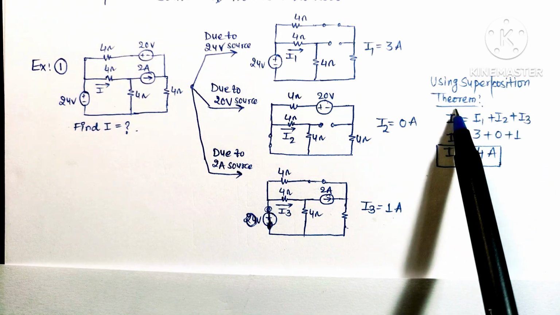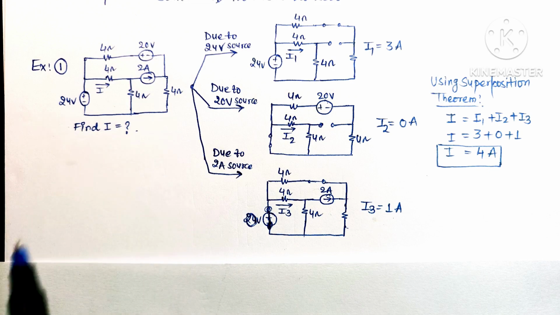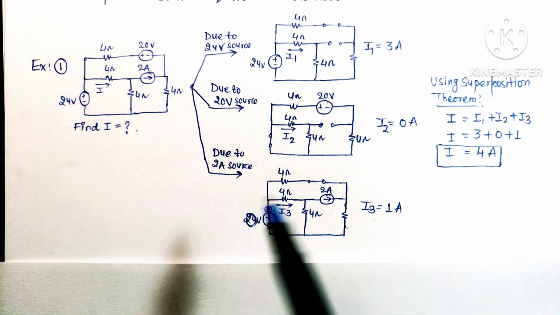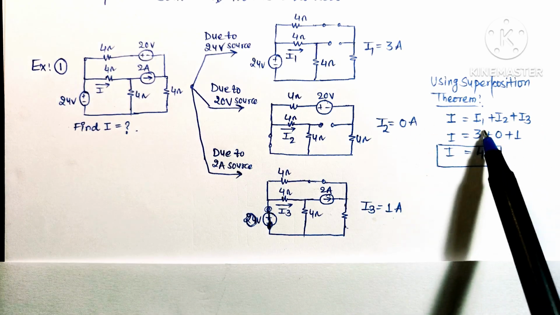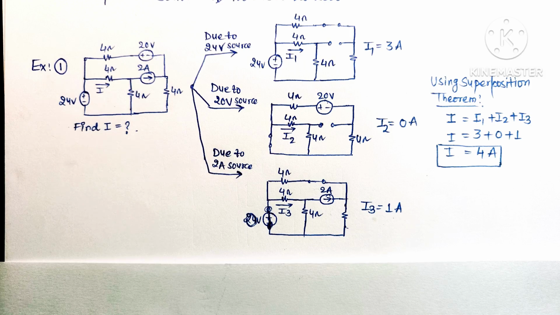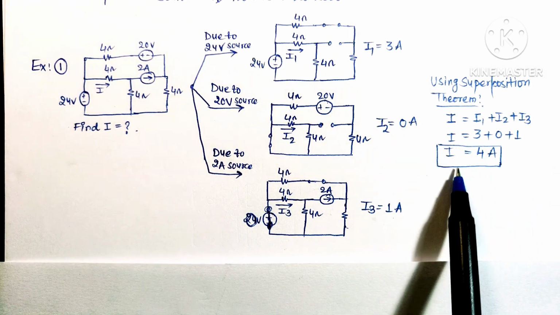So the superposition theorem says that the whole effect will be added, and that will be the resultant of the effect of all the sources, considered collectively in the question. So here the current I, which was asked in the question, can be written as I1 plus I2 plus I3, the sum of all the currents found by considering the sources independently. By putting in all the values, we can find the value of current I equal to 4 ampere.